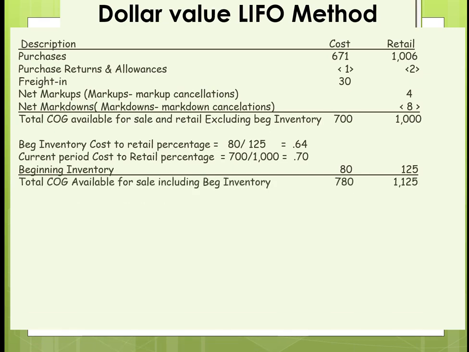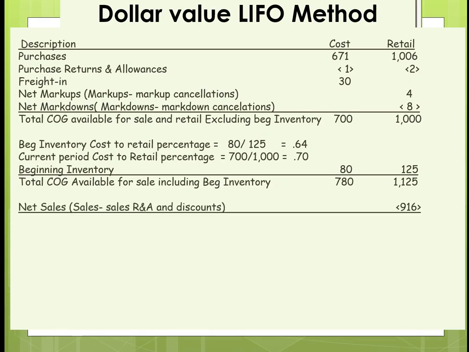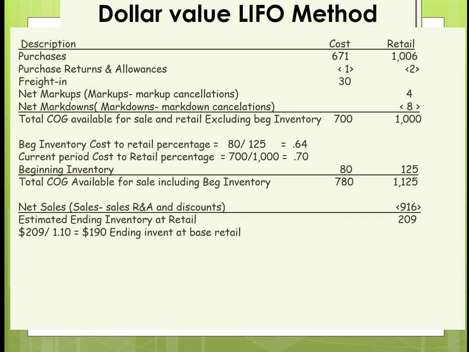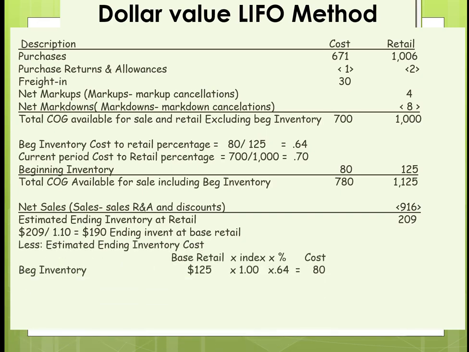Now we have our total cost of goods available for sale, including beginning inventory. We're going to subtract our net sales. And we're going to get our estimated ending inventory at retail, which is our 209. Now we're going to take the 209 and divide by 1.1, which equals 190, the ending inventory at base retail. So now we're going to take our beginning inventory of 125 at retail times an index of 1 times our 64%, which tells us that part of the inventory at cost is $80.